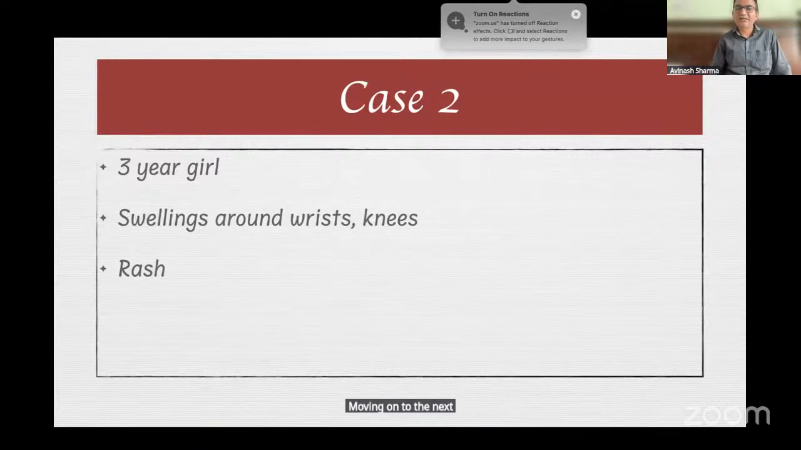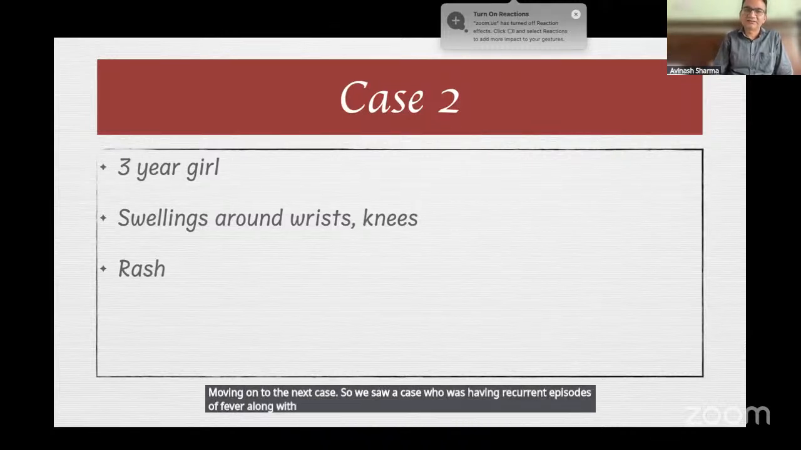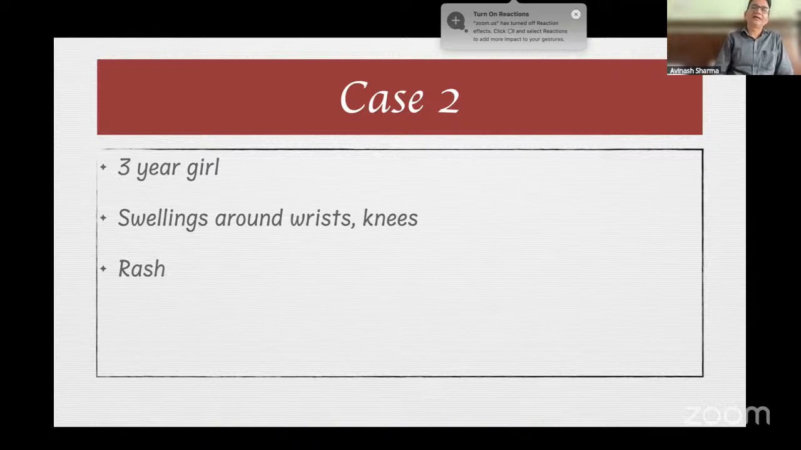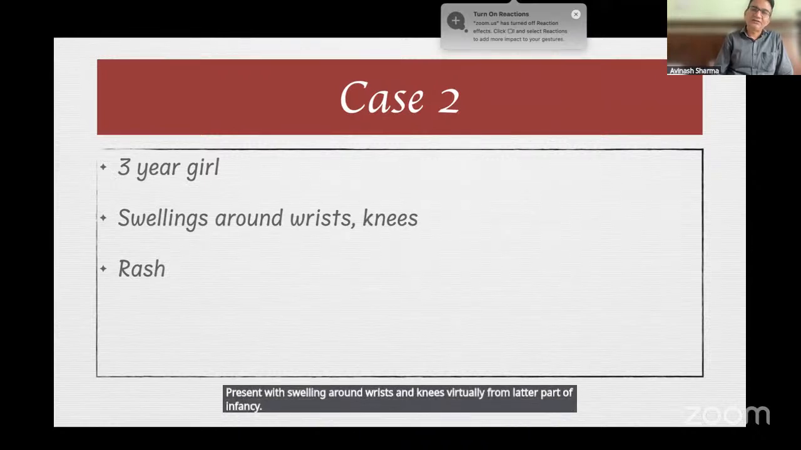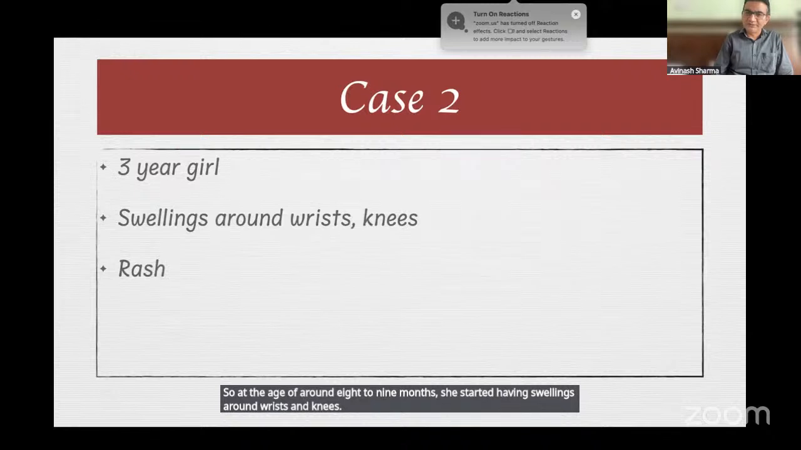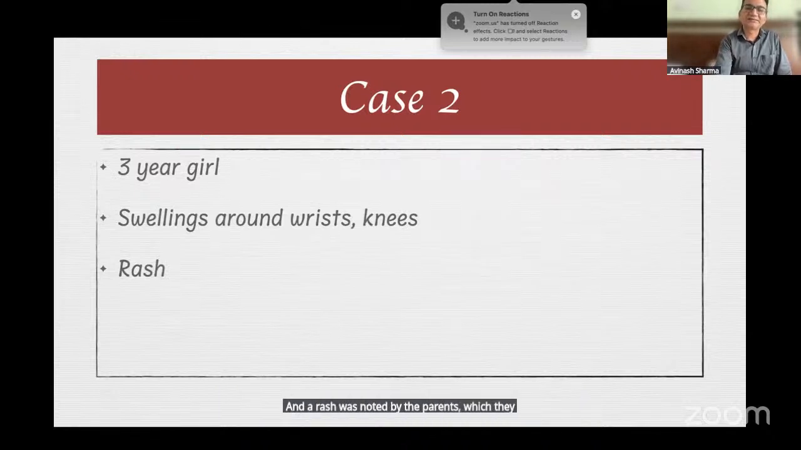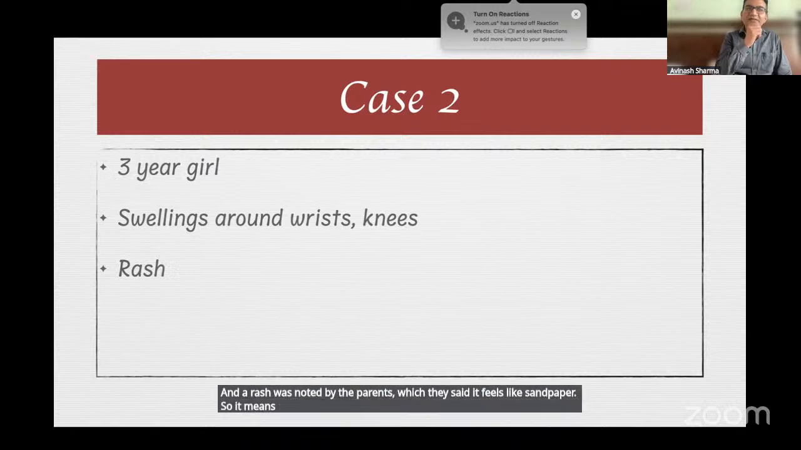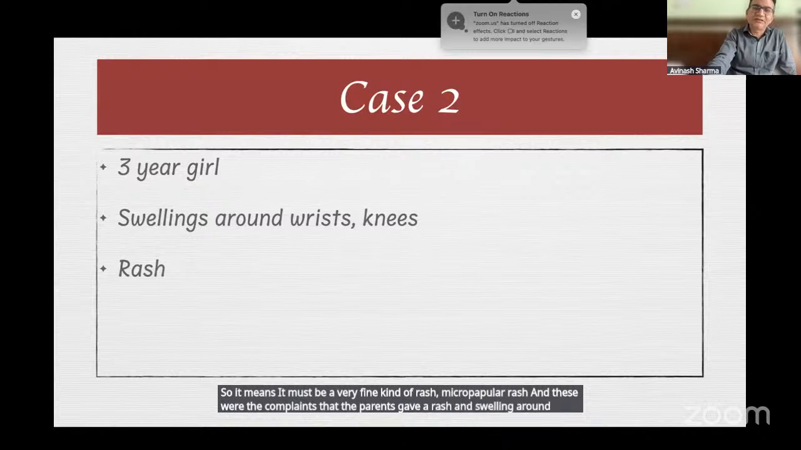So we saw a case who was having recurrent episodes of fever along with rash, pain abdomen, arthritis. Now this is a young girl, a 3-year-old girl, who presents with swelling around wrists and knees, virtually from the latter part of infancy. At the age of around 8 to 9 months, she started having swellings around wrists and knees, and a rash was noted by the parents, which they said feels like sandpaper. So it must be a very fine kind of rash, micropapular rash. And these were the complaints that the parents gave: a rash and swelling around the wrists and knees without much pain.